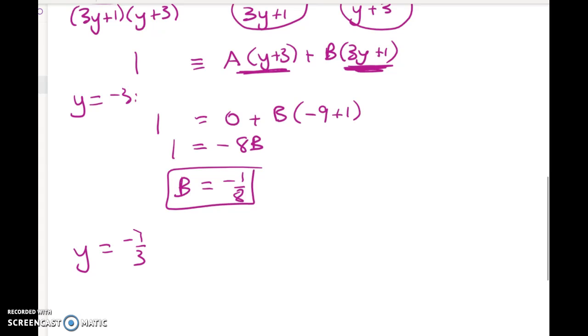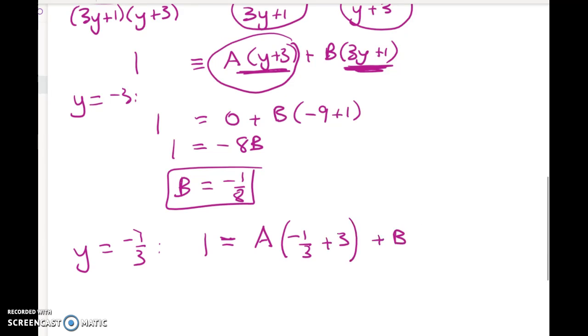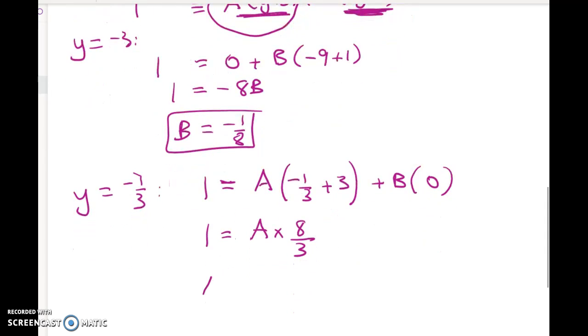So when we chuck in y equals negative 1/3, we have 1 is equal to a, right? So substituting in here, a times negative 1/3 plus 3, plus b times 0. So 1 is equal to a times 8/3, which gives me an a value of 3/8.